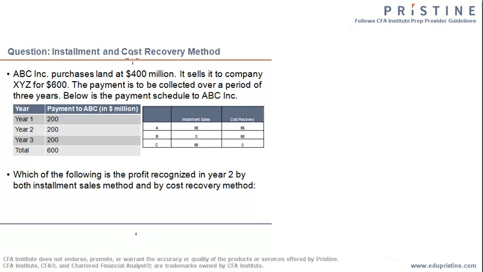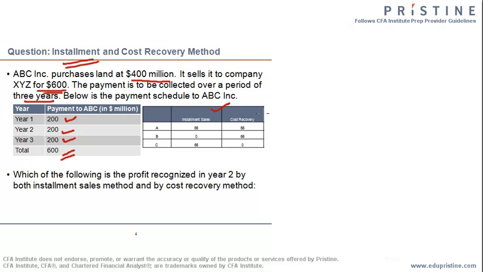Let us look at another example from an installment method perspective. ABC Inc. purchases land at 400 million USD. It sells it to a company for 600, so there is a profit element involved. The payment is to be collected over a period of 3 years, and this is how the payment will be collected: first year 200, then 200, and third year 200. Total payment received was 600.